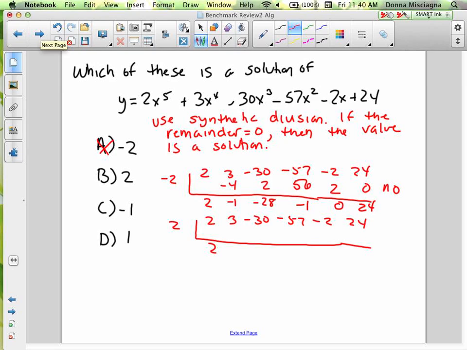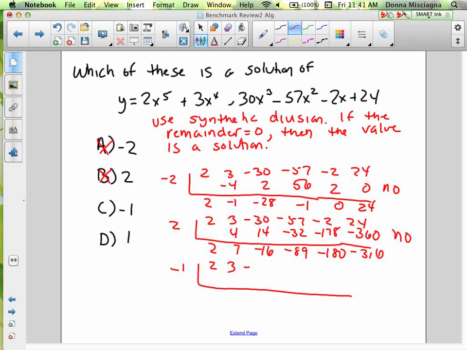2 times 2 is 4. Add, we get 7. 7 times 2 is 14. Add, we get negative 16. Negative 16 times 2 is negative 32. Add, we get negative 89. Negative 89 times 2 is negative 178. Add, we get negative 180. Negative 180 times 2 is negative 360. And add, we get negative 316. Definitely no. Remainder is not 0.